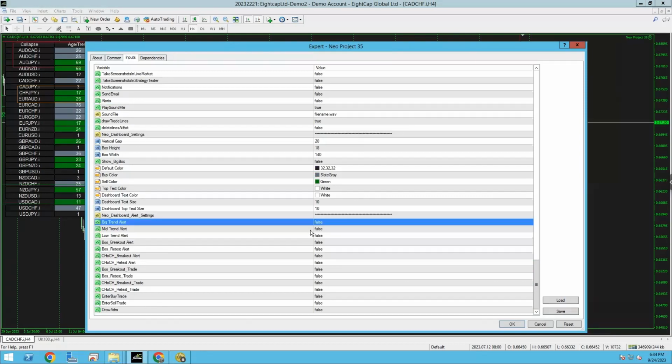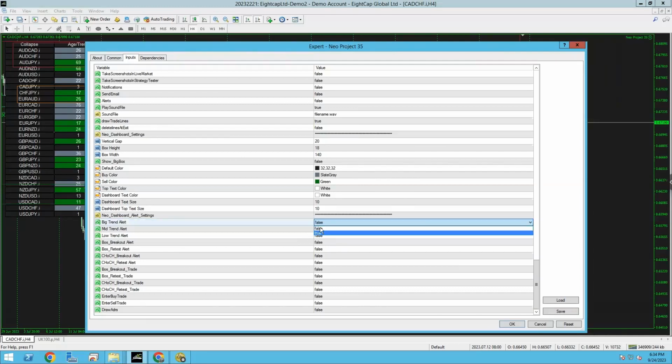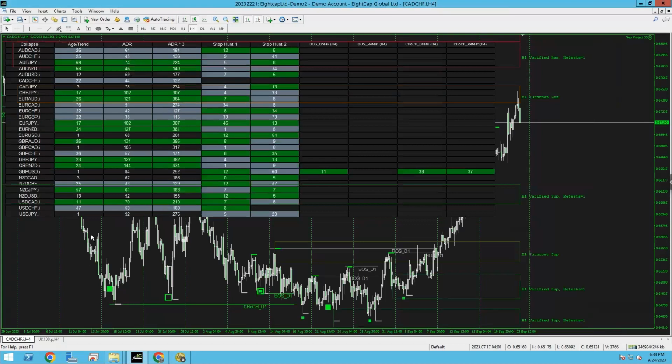The big trend alert. So those notifications are going to let the big trend alert give you a notification. If you press OK, so you just change this to false. Sorry, not to false. You change it to true, and that means on. So false means off, true means on. So you're going to do that. I'm not going to switch it on now because I don't need to. So that will give you alert notifications.